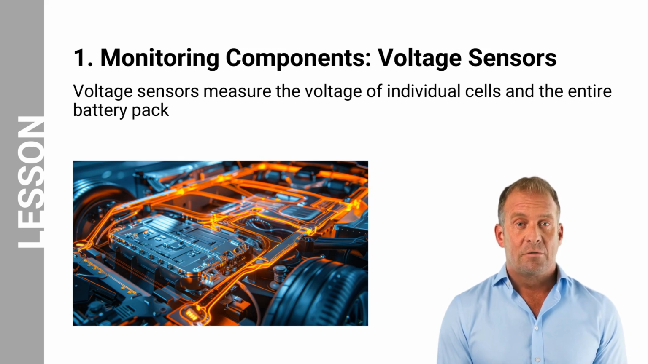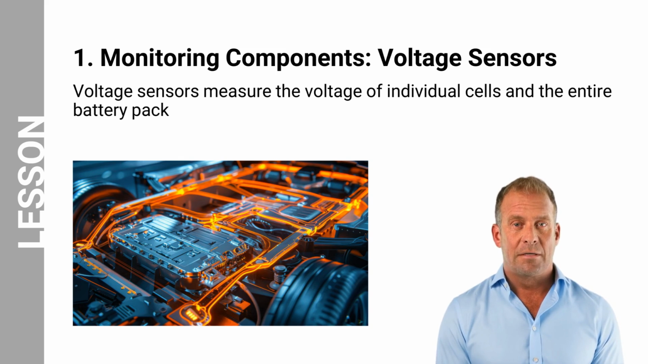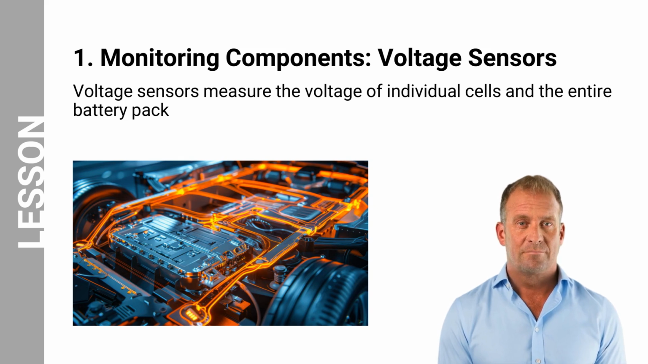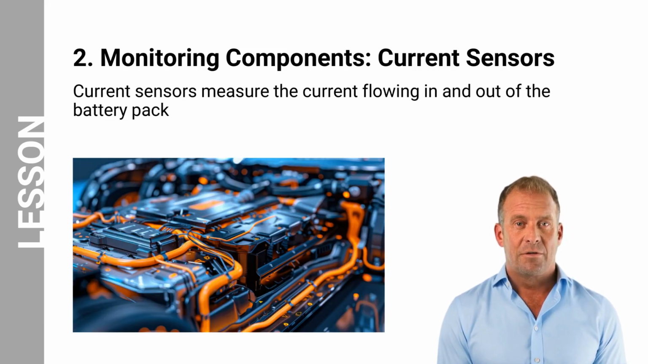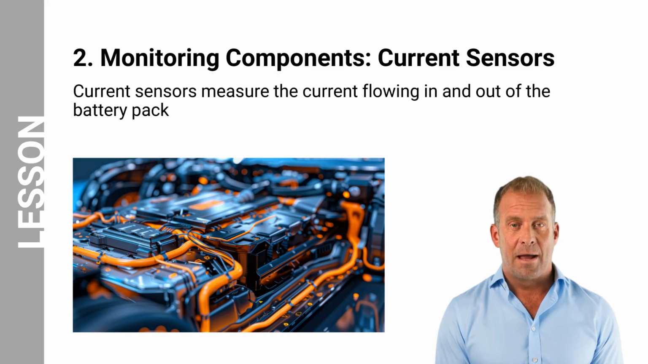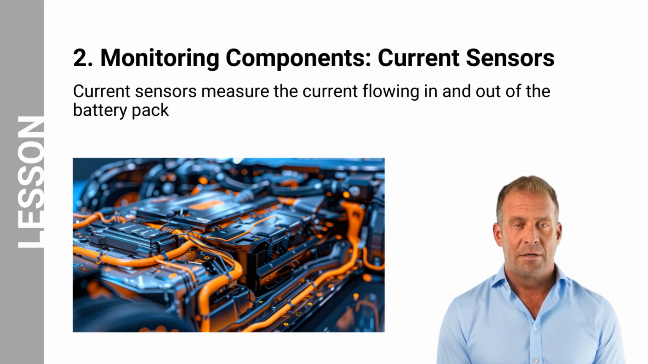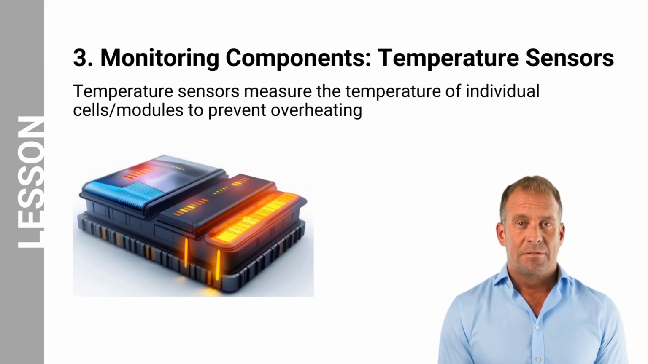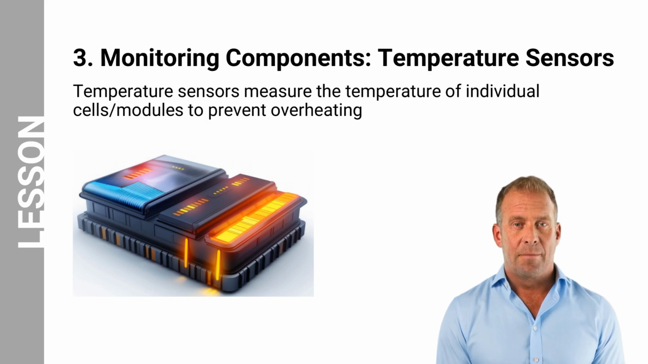The voltage sensors measure the voltage of individual cells within the battery pack, allowing the BMS to identify any imbalances or potential issues. The current sensors measure the current flowing in and out of the battery pack, helping the BMS to calculate the battery's charge rate and discharge rate. The temperature sensors monitor the temperature of the battery pack, ensuring it stays within a safe operating range to prevent overheating or undercooling.